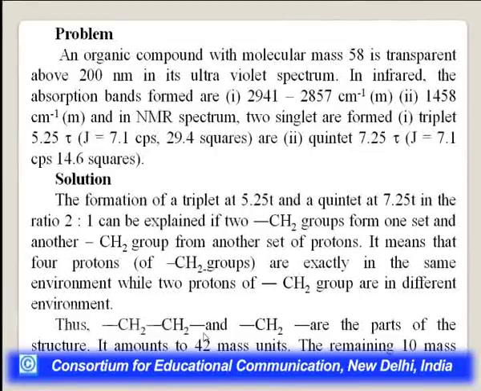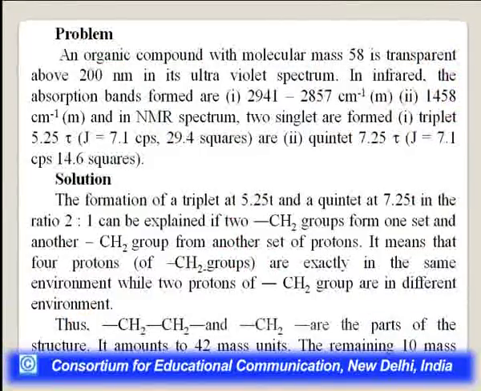This is for your viewers. If you want to solve a problem, first of all you need to go through all kinds of spectroscopy, that is UV visible, IR, NMR and mass. Then only you will be able to solve this problem, otherwise you will have some difficulty. So if we calculate the molecular mass of these two signals, it comes out to 42 mass units, and the remaining 16 mass units correspond to an oxygen atom.